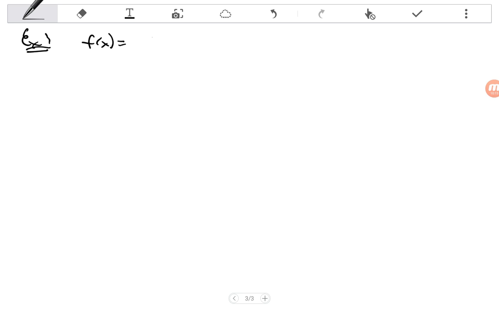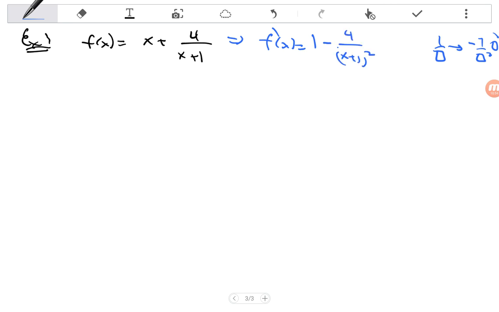Given this function f of x equals x plus 4 over x plus 1, we are asked to find the local extremes of that function. Okay, so we have learned that the first step is to find the critical points. How would we find the critical points? First, find the derivative. The derivative would be 1, and then minus, we have learned that for 1 over something, the derivative is minus 1 over that squared times the derivative of that thing. So that would be minus 4 over x plus 1 all squared. Okay, so that is the derivative of that function.